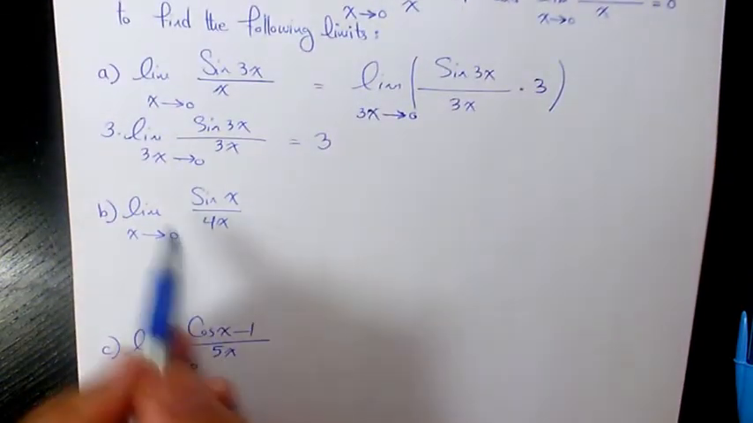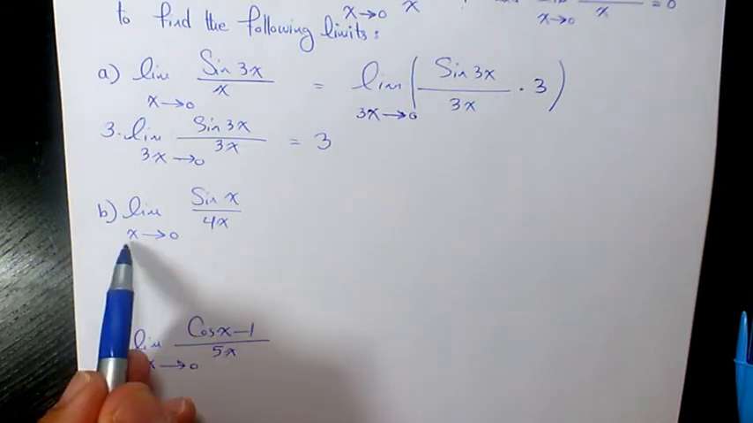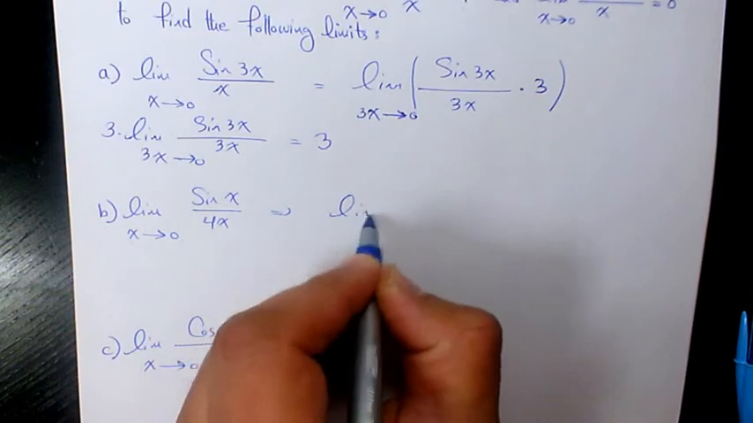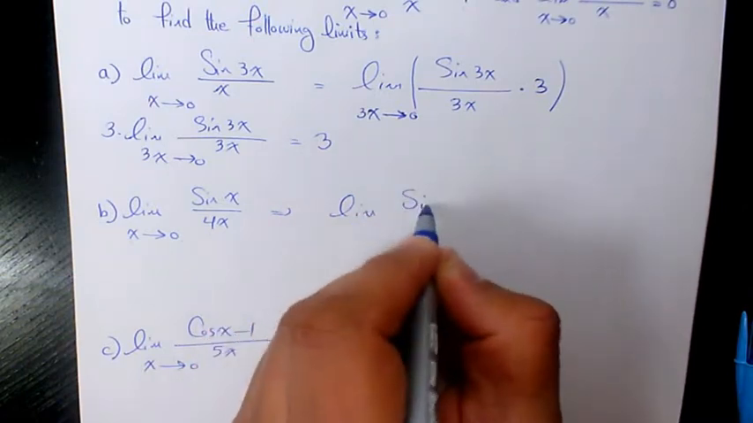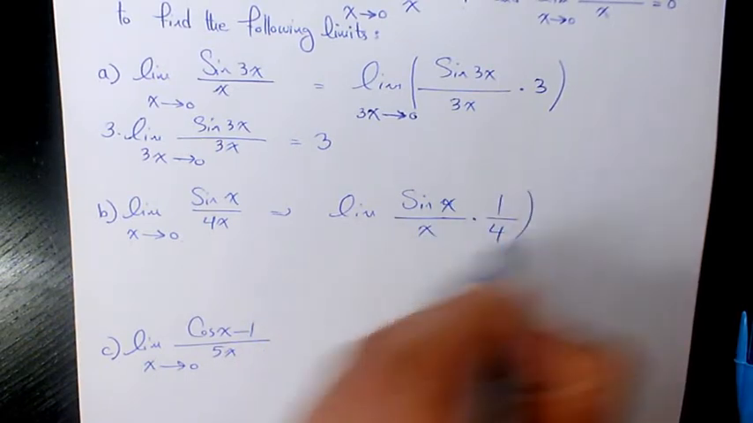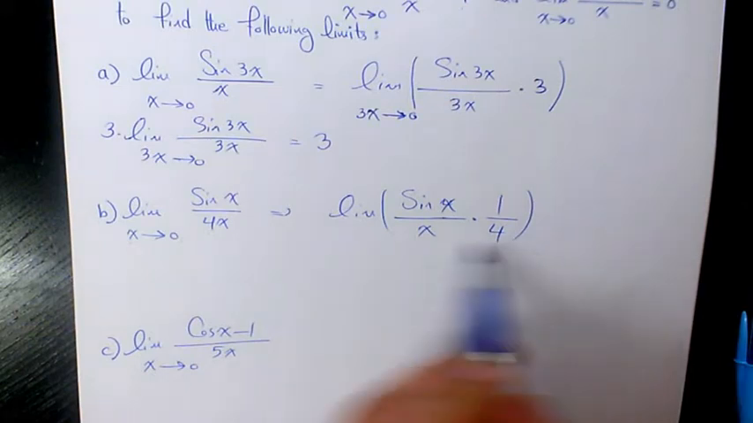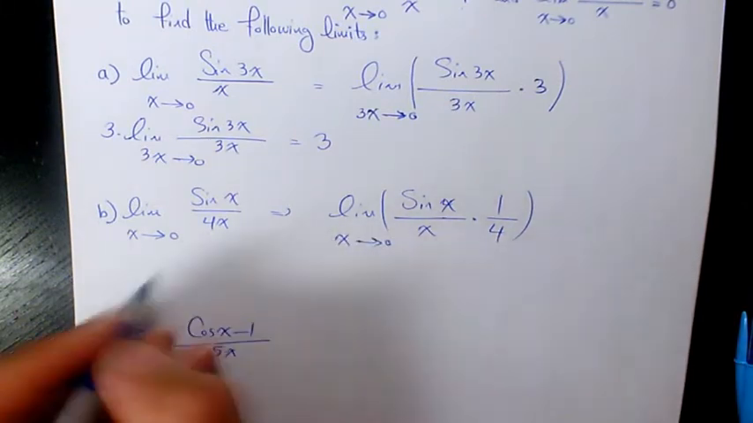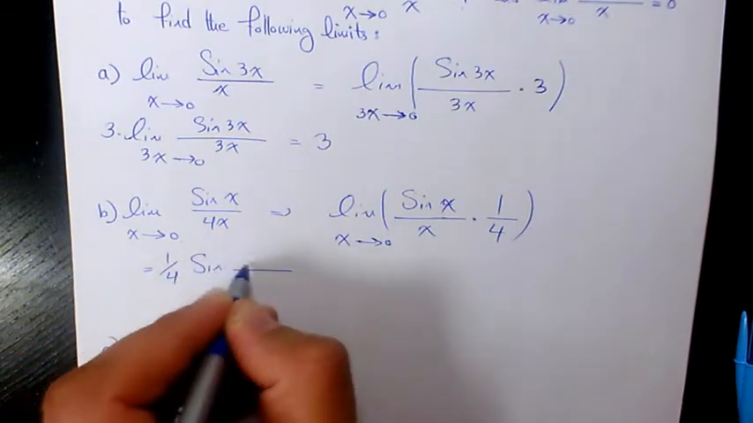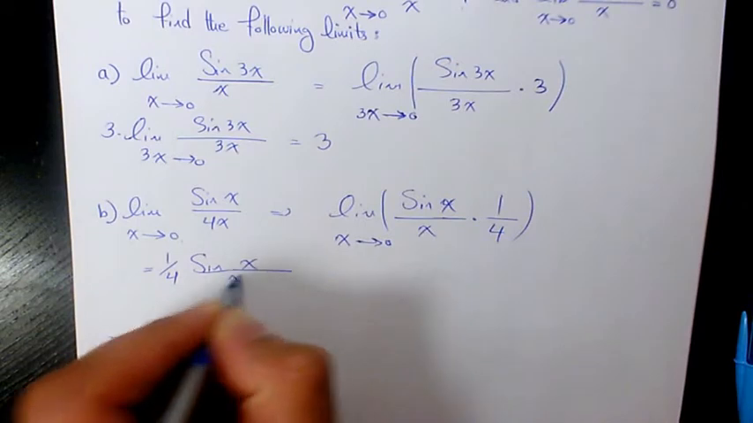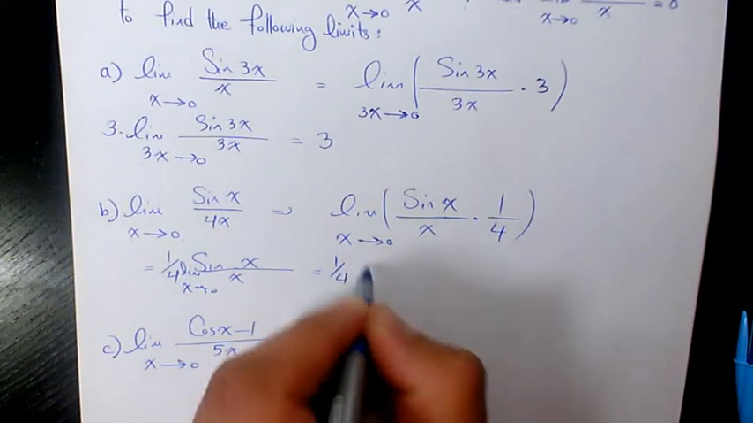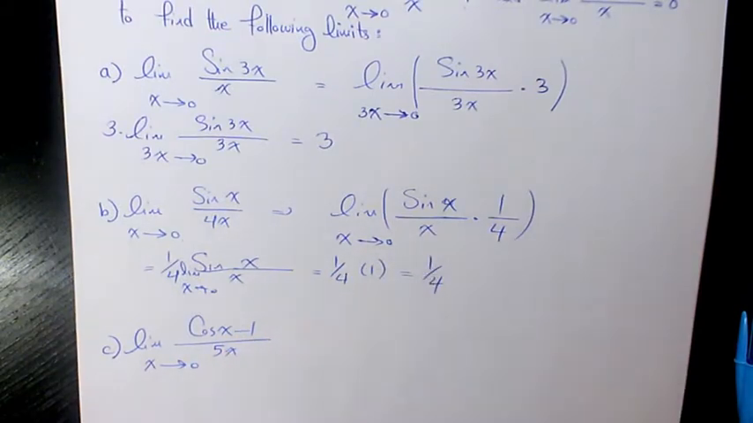Next one, the limit of sine x over 4x when x is approaching 0. For this case, we can say that's going to be equal to sine of x over x multiplied by 1 over 4. Basically, I separated 4 and x and I wrote it like that. And then you can take 1 over 4 out. 1 over 4 times the limit of sine x over x when x is approaching 0. So it's going to be 1 over 4 times 1, which will be 1 over 4.